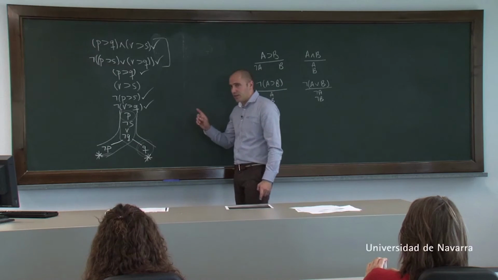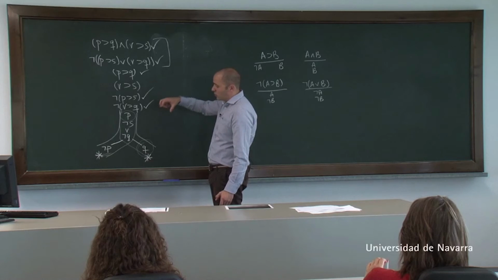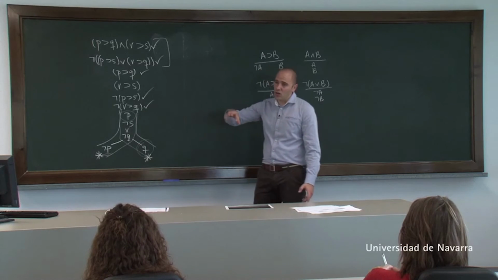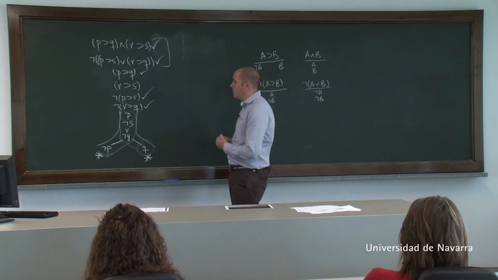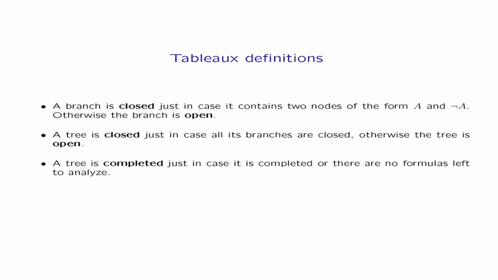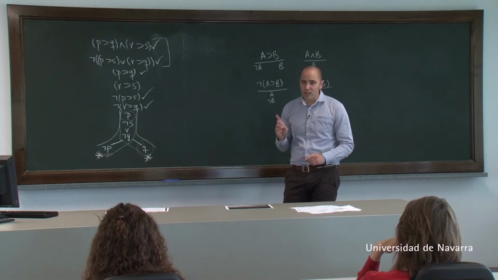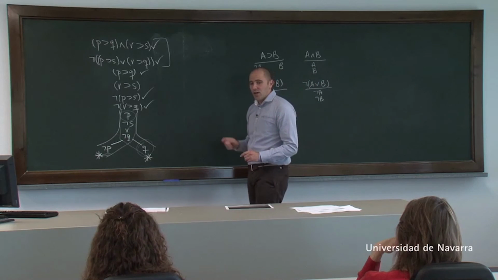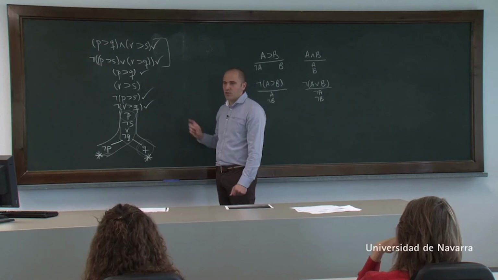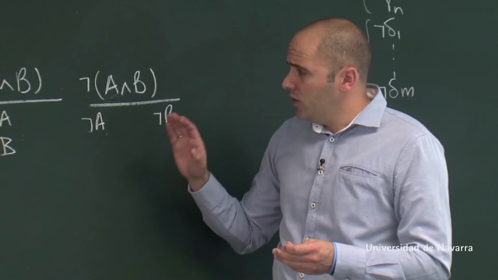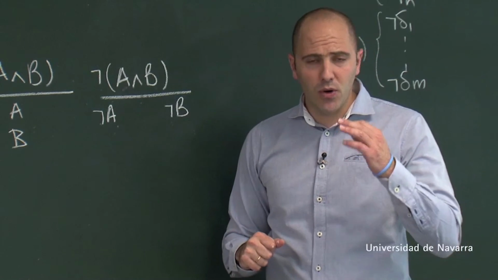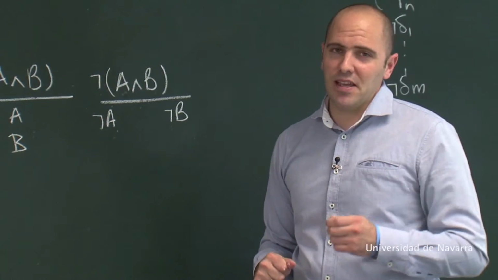Now, it might happen that some branches close, some others don't, but you have applied all the rules to the formulas that appear in the tree, right? So there is nothing left to chop, or nothing left to analyze. In that case, the tree is open, and it's telling us that there is an interpretation satisfying the initial set of formulas. So in order to make these things more clear, more precise, we're going to make an example right now.